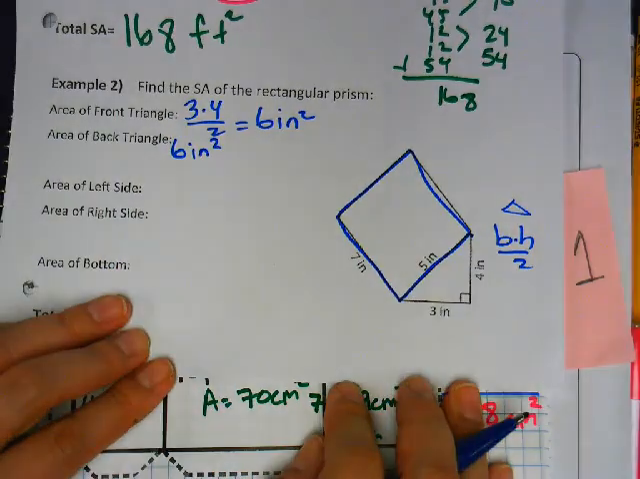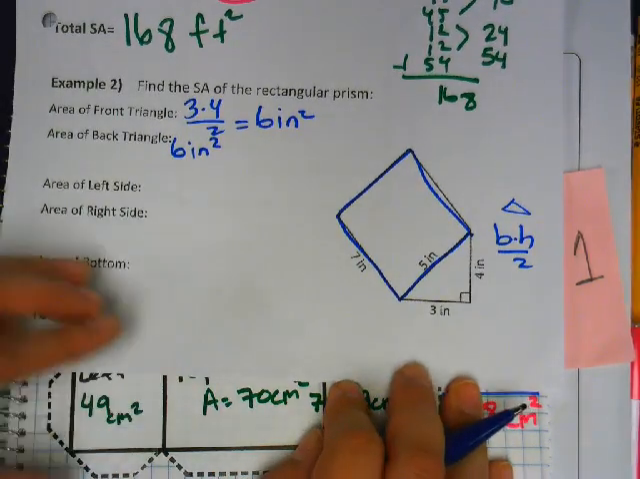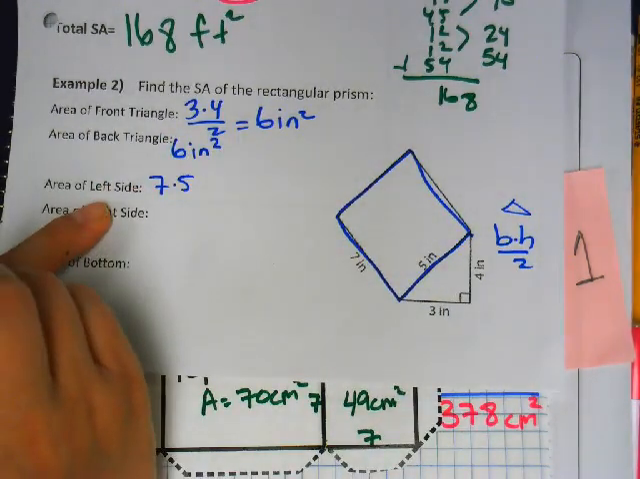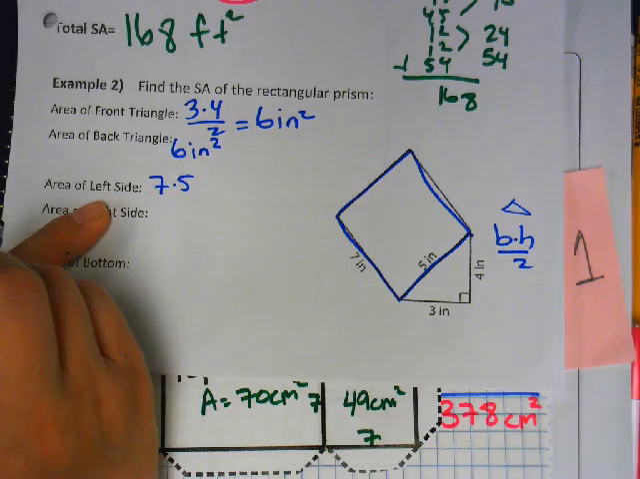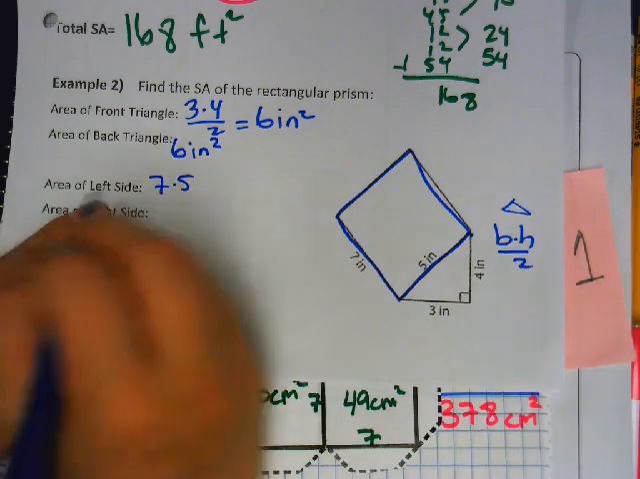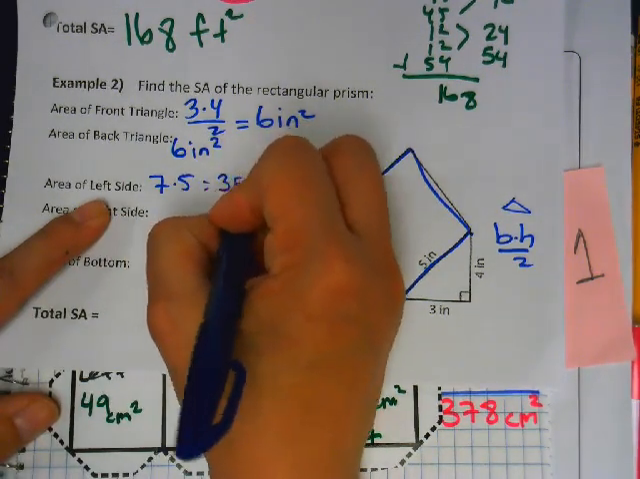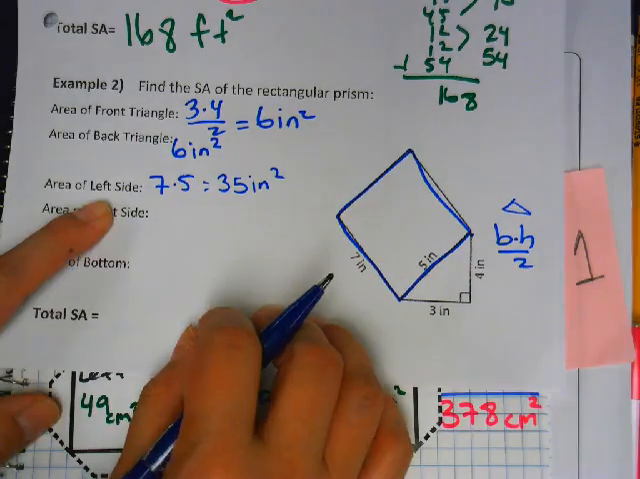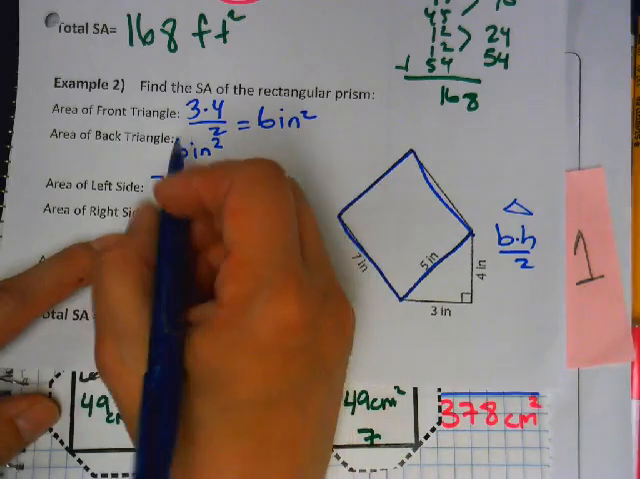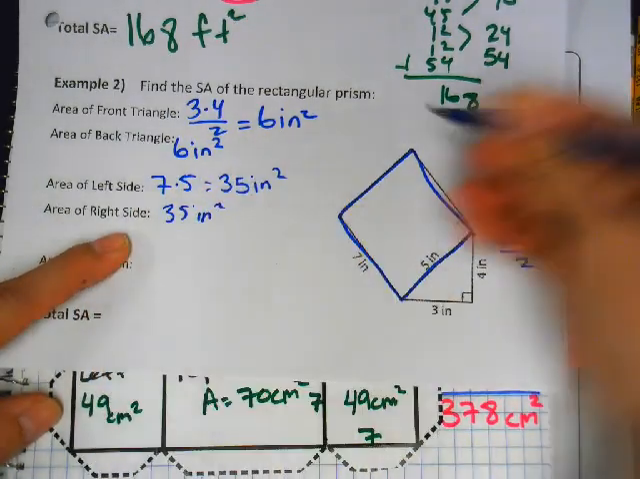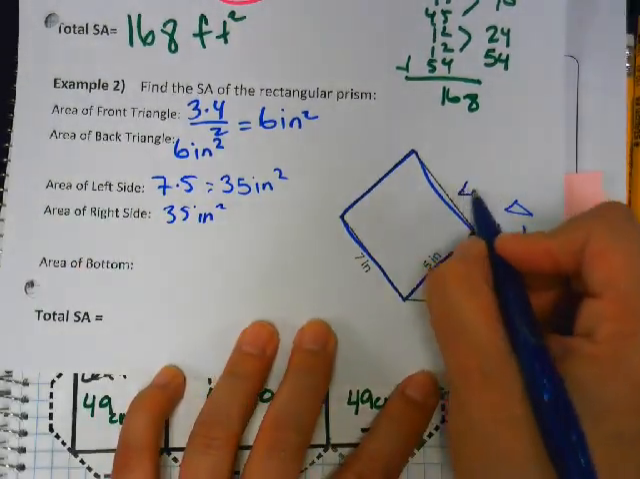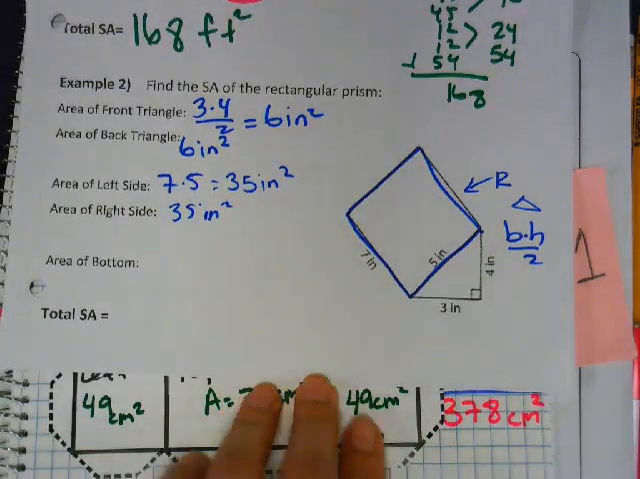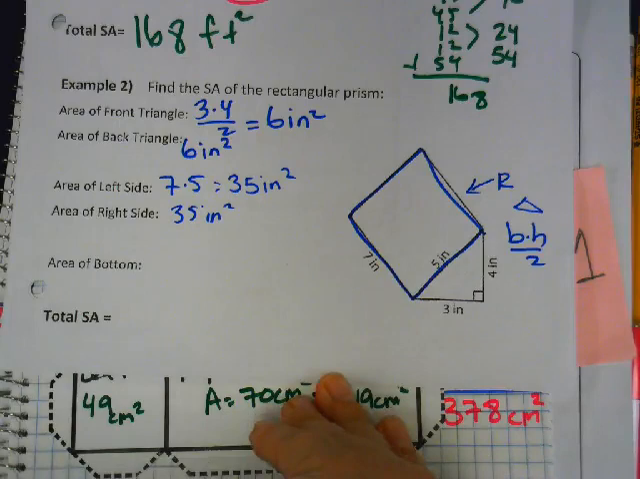All right, it's a rectangle. So what's the area of the left side? I heard 30, and then I got scared. So what would be the right side? 35. The right side is the one that you don't see. It's back here. Back here is the right side. Like, it's in the back.